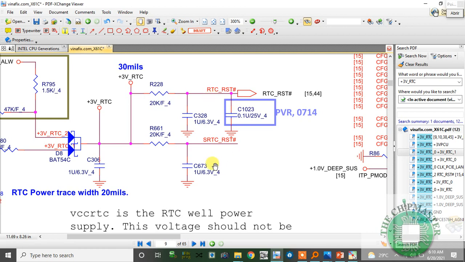This SRTC reset signal was implemented in Intel Series 6 PCH, which is HM65, from Intel Series 4 and below, 5 and below. Then it was RTC reset, right? So SRTC reset is implemented in Intel Series 5 and above. In ICH4, it is RTC reset, no SRTC reset, right? So SRTC reset is added in Intel Series 5 to reset the ME region, management engine.